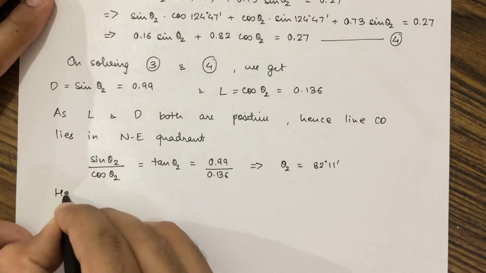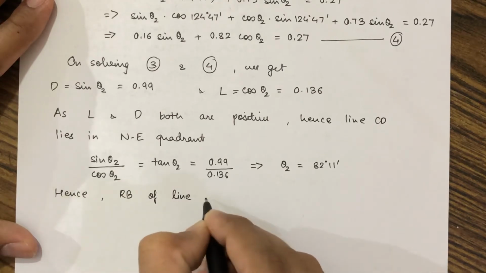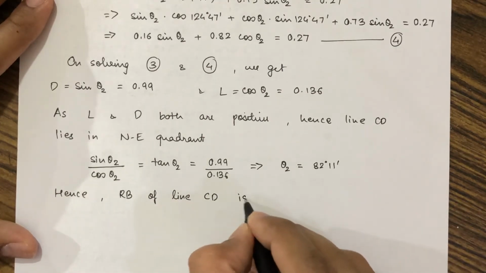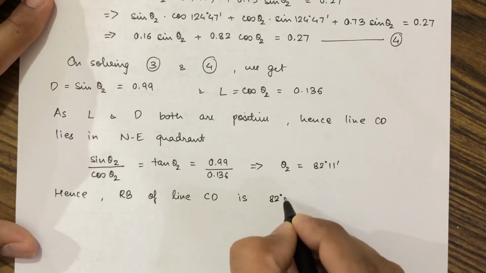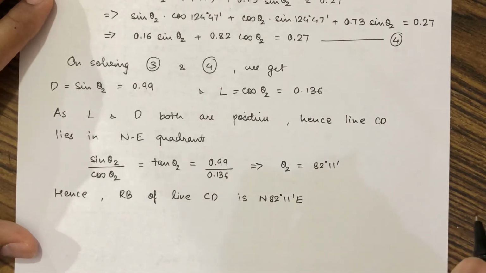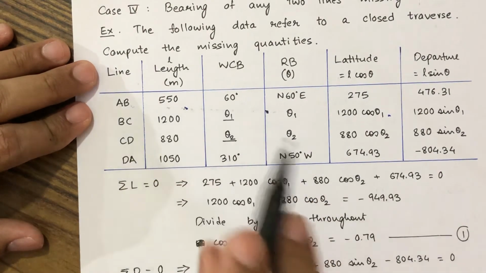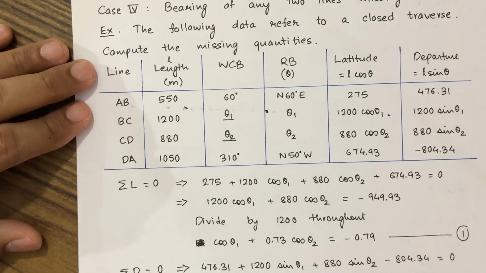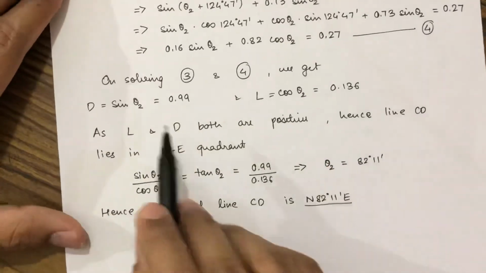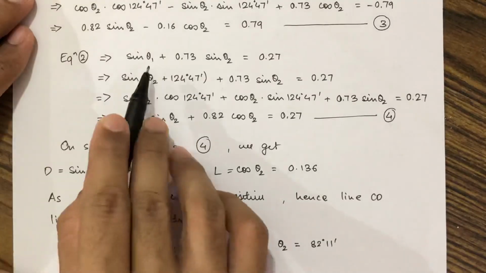Hence we can say the reduced bearing of line CD is given as 82 degree 11 minutes in the northeast quadrant. So here we found out the reduced bearing for line CD, theta 2. Now we need to find out reduced bearing for line BC. For that we will have to put any of these values in equation number 2. So equation 2 is given by this.